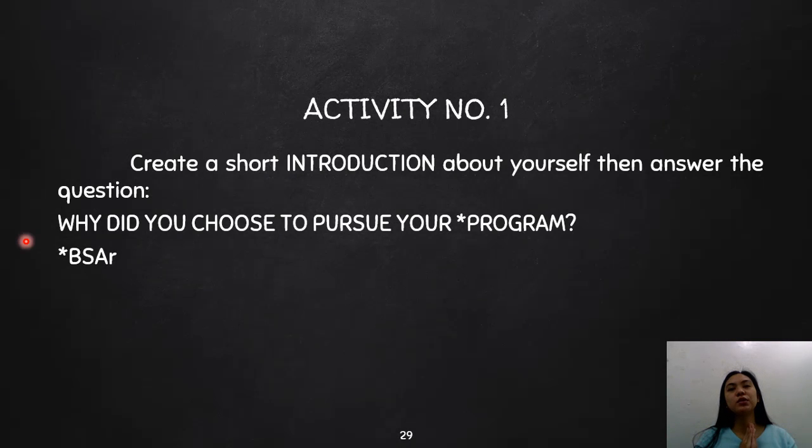So having said that, I would just like to inform you of your very first activity. You are to create a short introduction about yourself and then answer the question, why did you choose to pursue your program? So I believe all of you are taking a Bachelor of Science in Architecture. I want you to make it very short, 2 to 3 minutes. And of course, you should be in the video. You should be the one talking in the video. You can do some editing and stuff, but I just want to, of course, see your faces in the video.